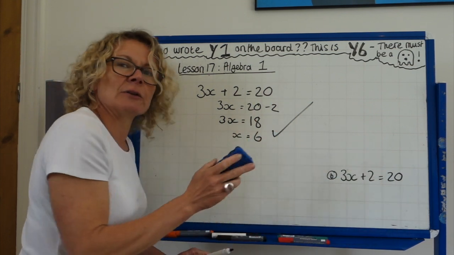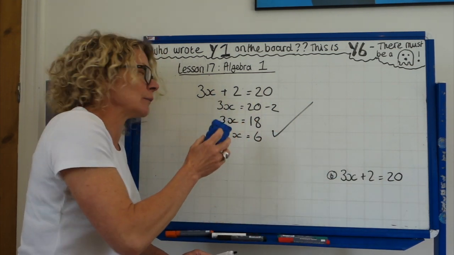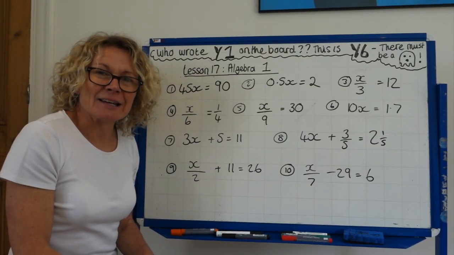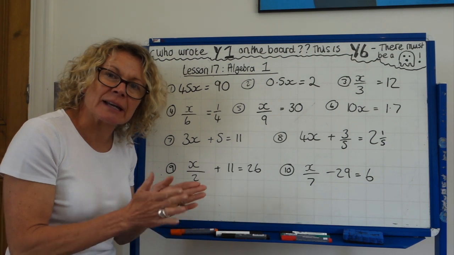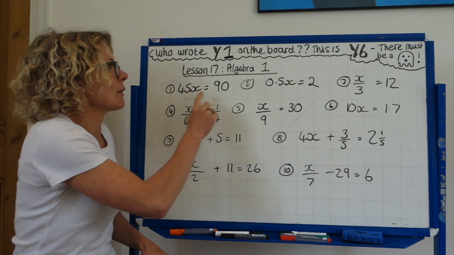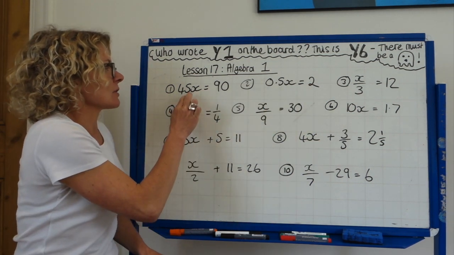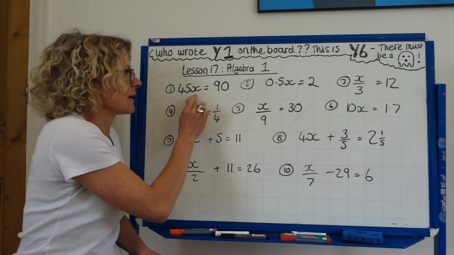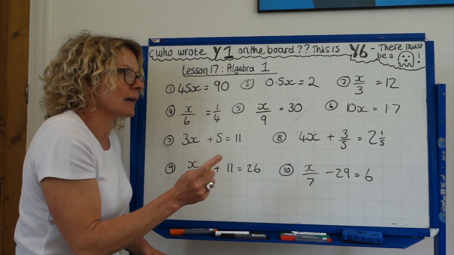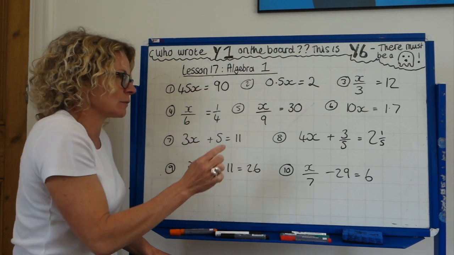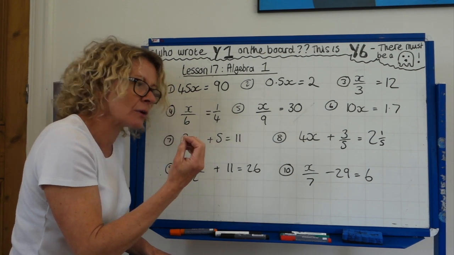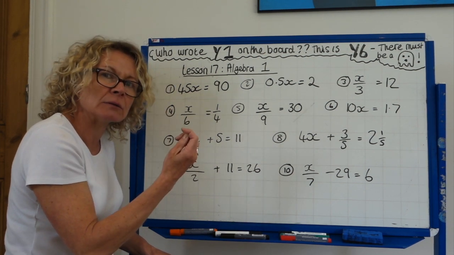Okay, let me put it on the board and leave it to you, and we will look at the answers next lesson. Right, here we are with today's algebraic equations to solve. There are 10 of them. They start off quite easy. Okay, so remember that's 45 lots of x, and this is x divided by 3. Okay, you need to balance each side of this equal sign to find out what that x is worth. Okay, what does the x equal?